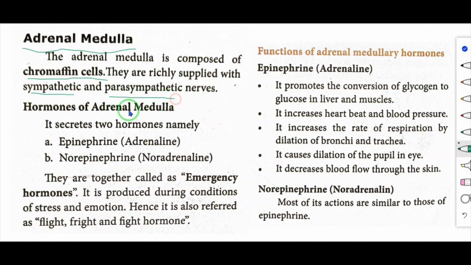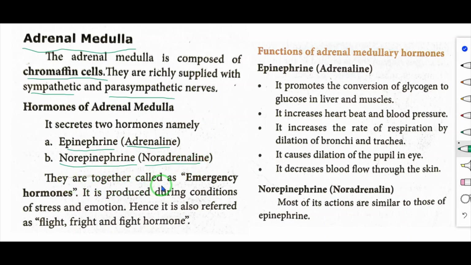First, hormones of the adrenal medulla. What are the hormones secreted by the adrenal medulla? It secretes two hormones, namely epinephrine and norepinephrine. Epinephrine is also called adrenaline, and norepinephrine is also called noradrenaline.